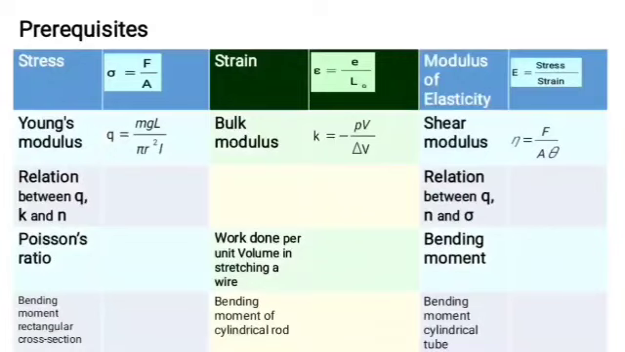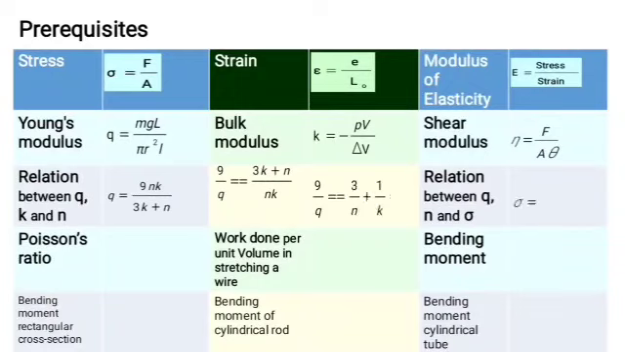Prerequisites. Stress is given by force per unit area. Strain is equal to elongation divided by original length. Modulus of elasticity E is equal to stress by strain: Young's modulus, bulk modulus, shear modulus, relation between Young's modulus, bulk modulus, rigidity modulus, Poisson's ratio, work done per unit volume in stretching a wire, bending moment, etc.